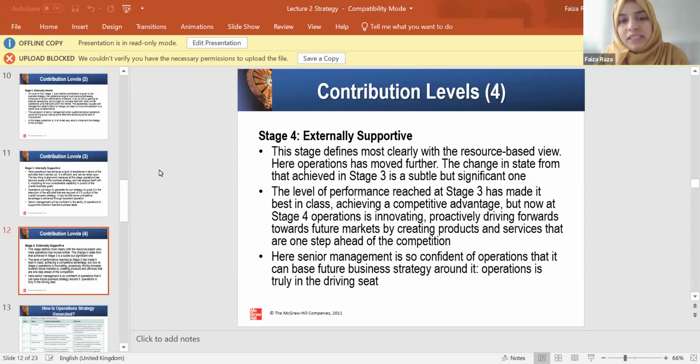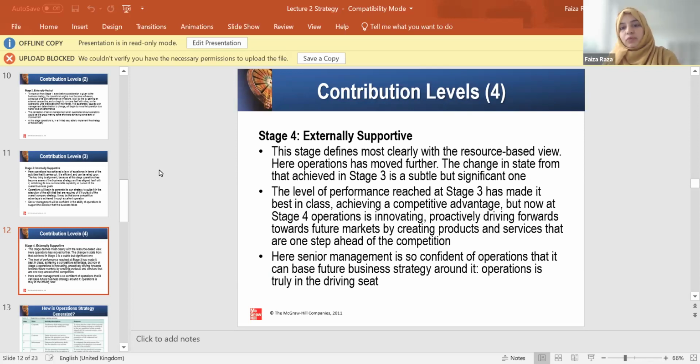Then in the final stage, stage 4, externally supportive. In this stage, you are creating a competitive edge for your product or service. This stage is defined most clearly by the resource-based view.